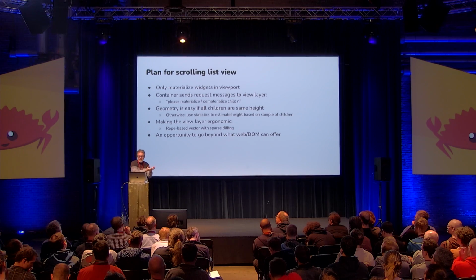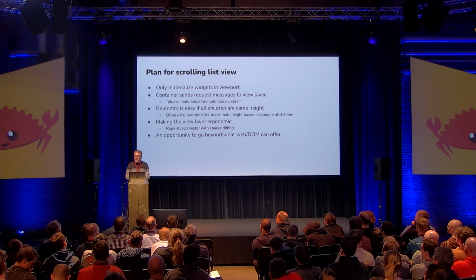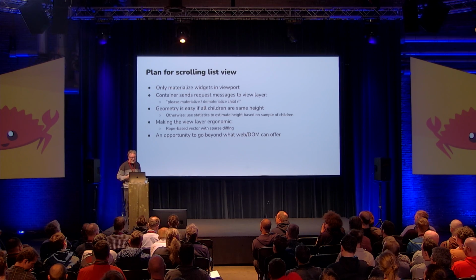And so it's in control of that, and it's asking the view layer, cooperate with me so that as new widgets need to scroll into place, get those materialized. So this is a fairly easy problem if you know the height of all of the elements in that list, because then the calculation for where the scroll bars go and so on and so forth is just divide by the width. It's trivial.